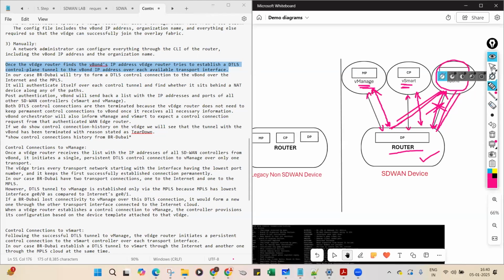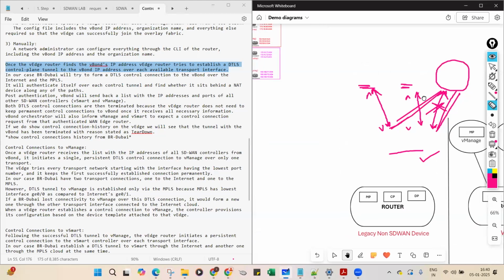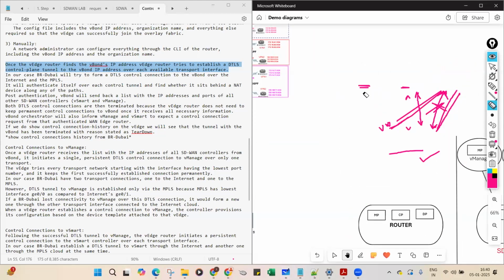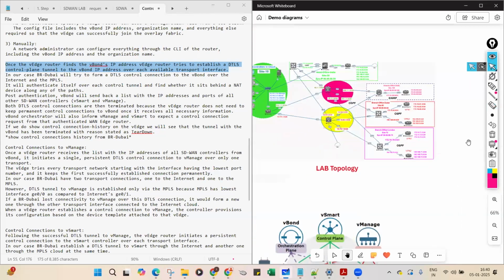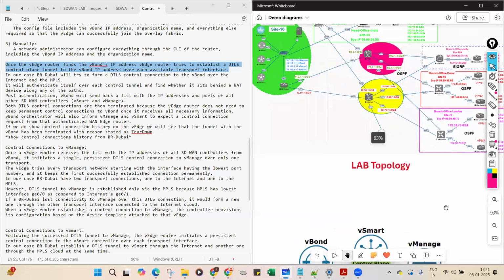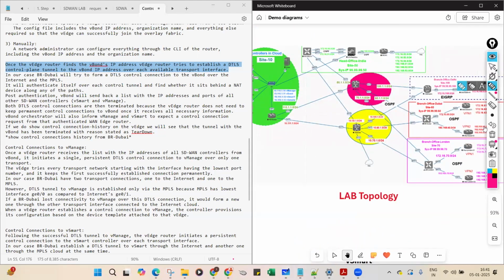So in our example, in our lab topology, we have this branch router and we have a connection from internet and via MPLS to the vBond router. So in this case, what will happen is the vEdge router will authenticate itself to the vBond over each of the interface.